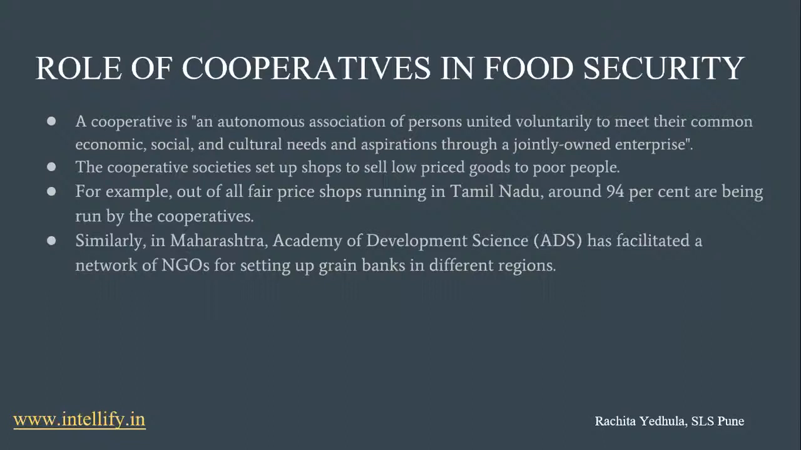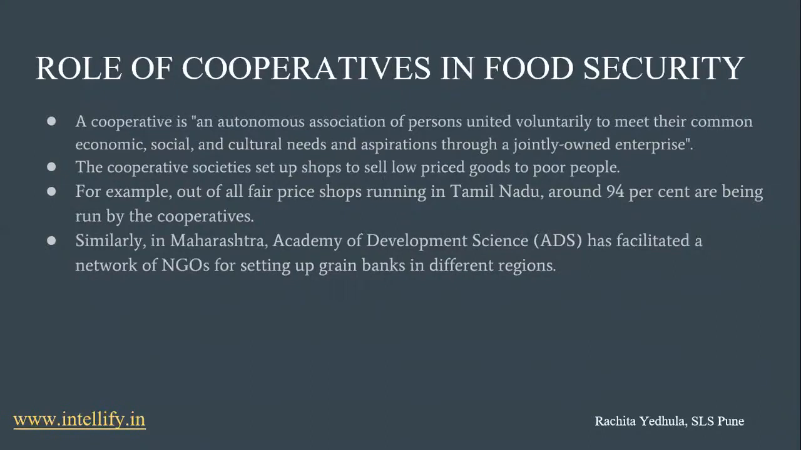Now, let's see what is the role of cooperatives in food security. A cooperative is an autonomous association of persons united voluntarily to meet their common economic, social, cultural needs, etc., through a jointly owned enterprise. Meaning, it's a group of people who join for a common purpose, and they form an association and an enterprise, and they sell their products. Cooperative societies in our country were set up to sell low price goods to the poor people. For example, of all fair price shops running in Tamil Nadu, around 94% were run by cooperatives. That is, shops that sell items at a fair price were actually run by cooperatives.